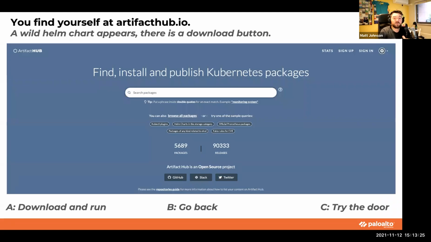Hub. For those that don't know, Artifact Hub is basically a CNCF sandbox project designed to help people list and publish anything to do with Kubernetes. So operators, Helm charts, kubectl plugins, you name it. So you'll probably find yourself here, and you'll probably find a Helm chart that does what you need it to do. And so you have some options there.